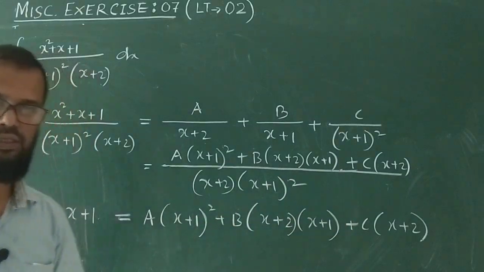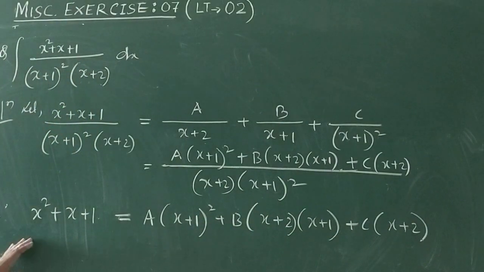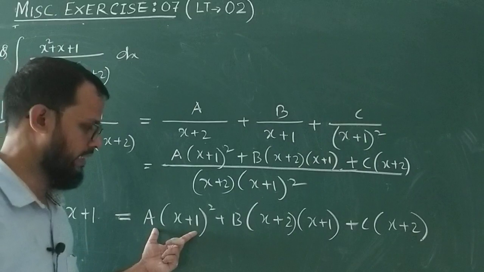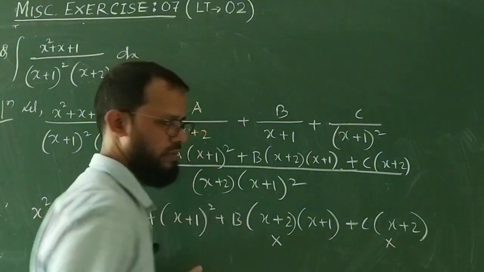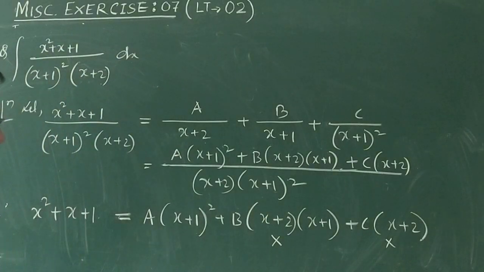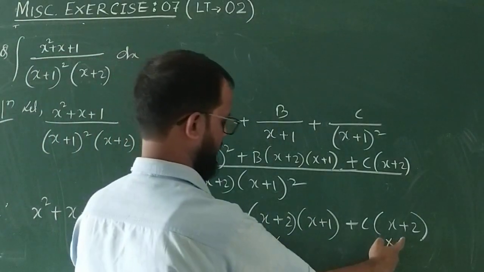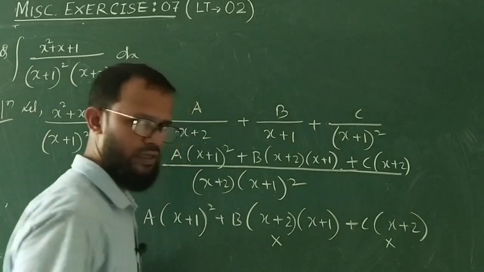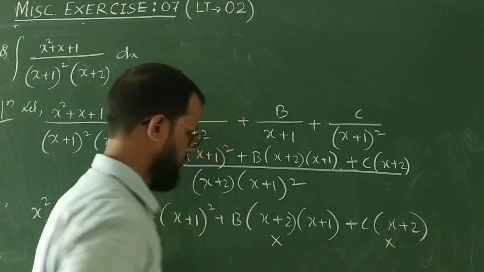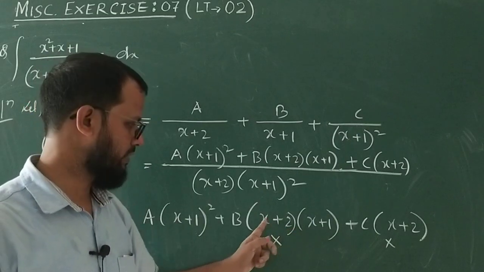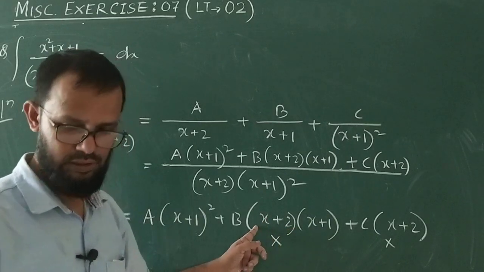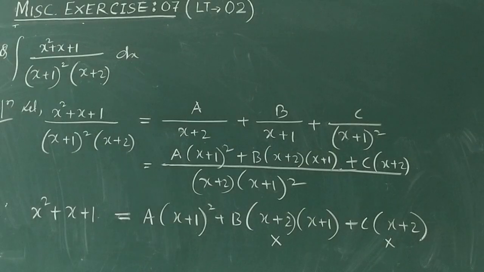Okay, now our aim is to find the constants a, b and c. When we find the constant a, at the same time we make these two terms 0. See what is the common factor between these two terms. The common factor is x plus 2. So x plus 2 becomes 0 by putting x equal to minus 2. So you put x equal to minus 2 here, then you will get the constant a.